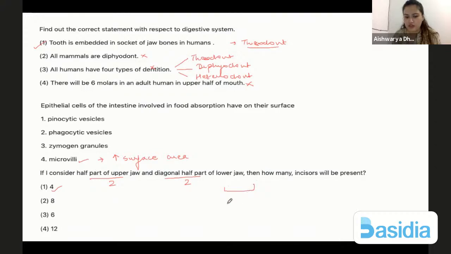Okay, so that means if this is your jaw, I'm not drawing all the teeth here. What they are saying is, let's say this half part they are considering, and diagonally this half part they are considering. So this section will have 2 incisors, and this section will also have 2 incisors. Okay.